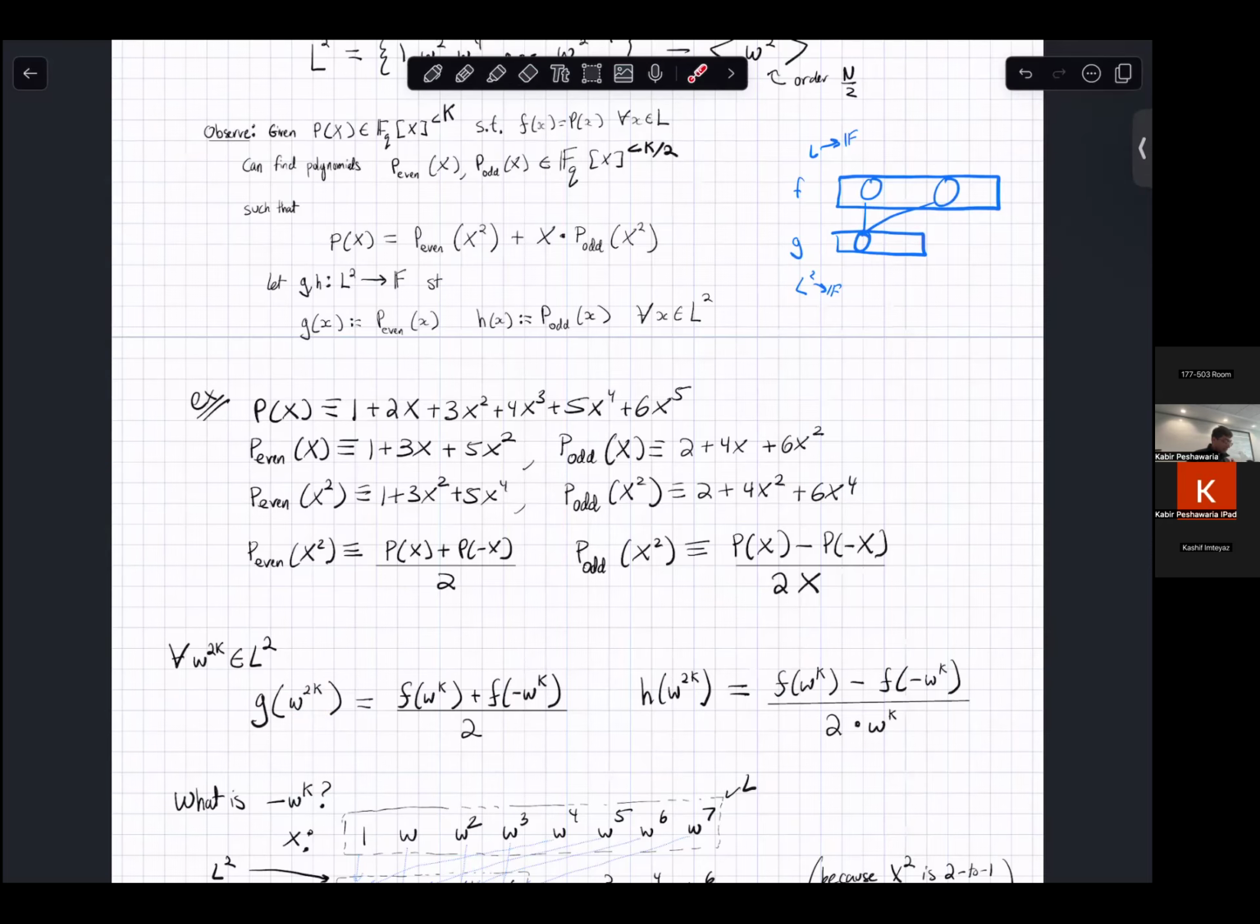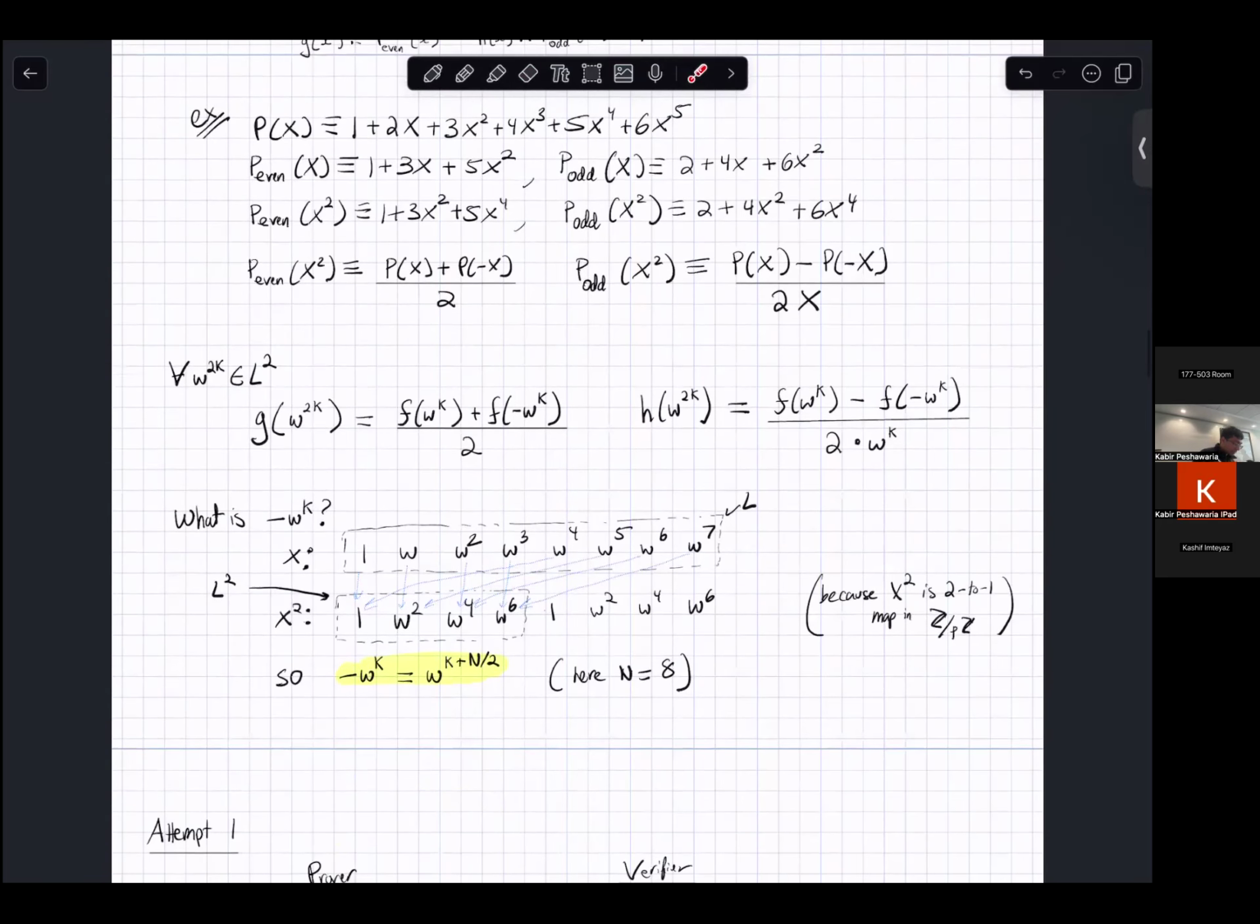Pause again. Before I pause, let me explain what minus omega to the k is. Maybe this will help give some intuition. So pretend 1 up to omega to the 7th is my domain L. Then 1, omega squared, omega to the 4th, omega to the 6th is some domain L squared. So if I map each of these to its square, you see something like this. Why does this go back to 1? It's because omega to the 8th is the same as 1.